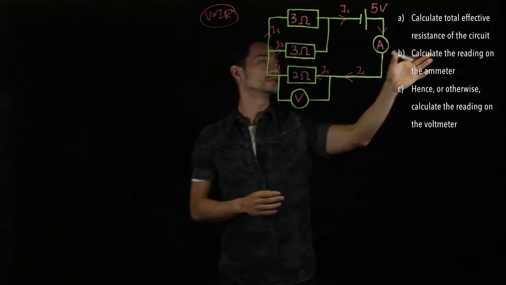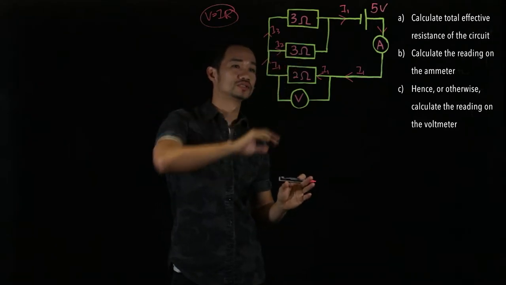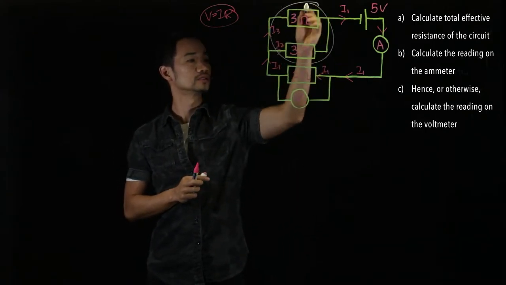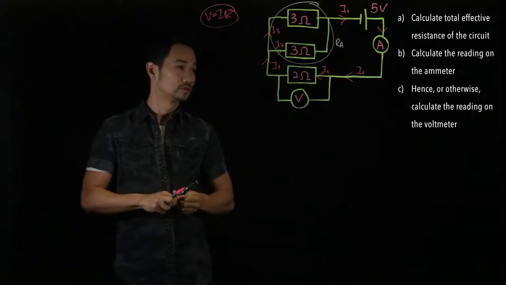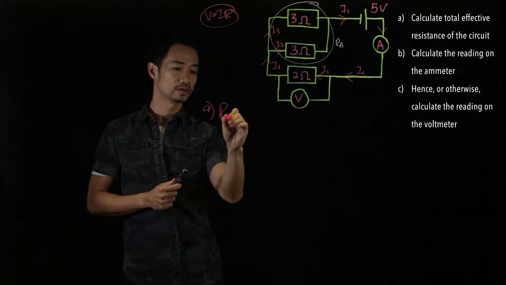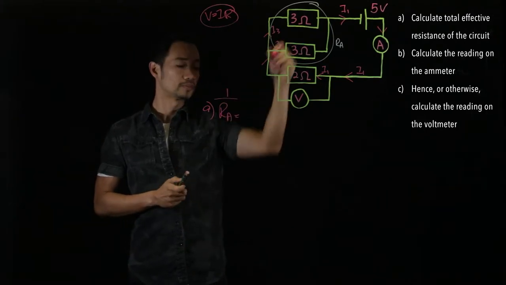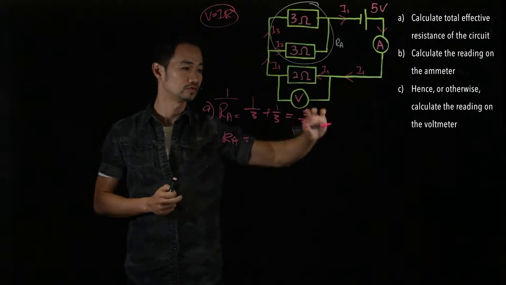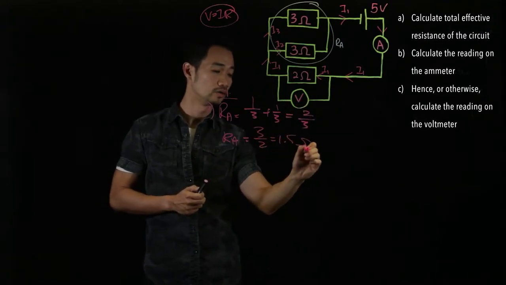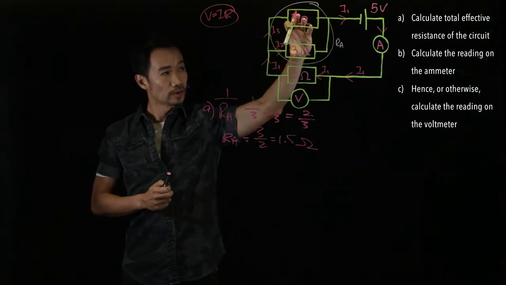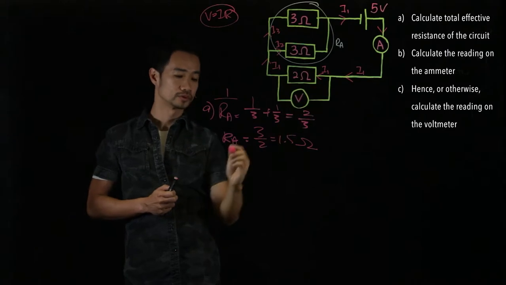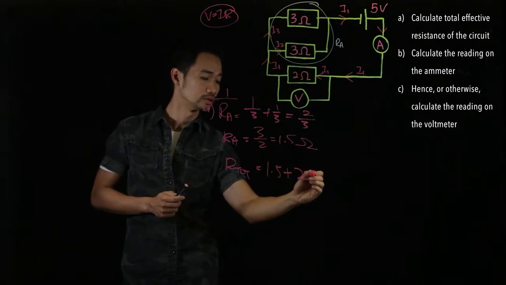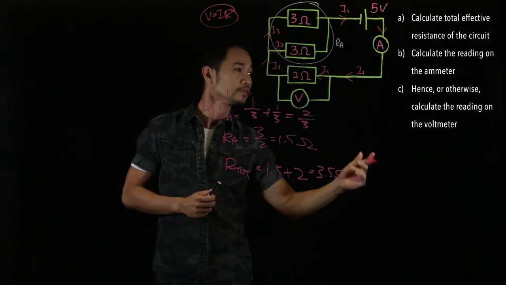And from there, we will be able to do part A quite well. Total effective resistance: there are two parts. Let's settle the parallel part first. Let's call this RA. 1 over RA, because they are in parallel, is equal to 1/3 plus 1/3, which is 2/3. So RA, you flip it around, is 3/2, which is 1.5 ohms. This whole thing you see as one big resistor, connected in series with the 2 ohms. So R total is equal to 1.5, which I got from here, plus 2, which is 3.5 ohms. Voila! First question done.